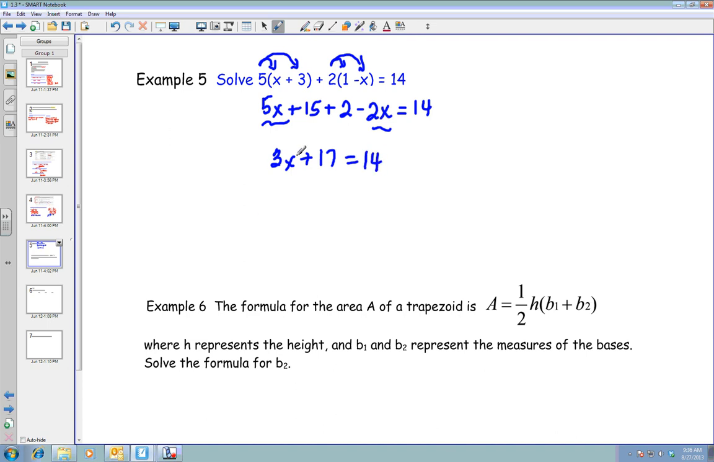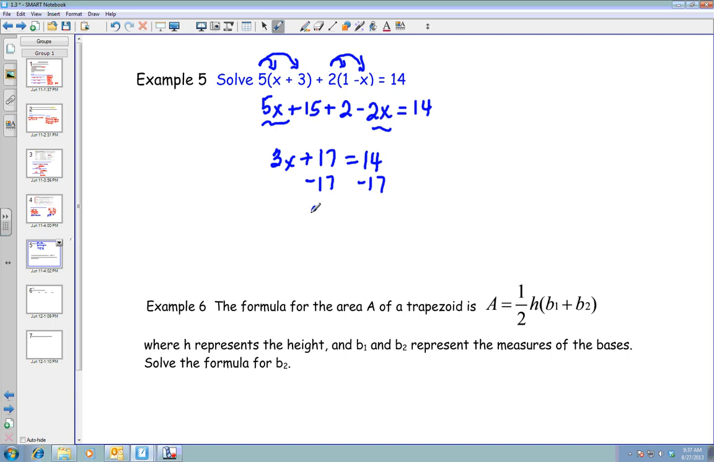So now I have to get x all by itself. I always find my x covered up, and I want to get rid of anything that's next to my x. So the first thing I have to do is get rid of that 17. So subtract 17 from both sides.